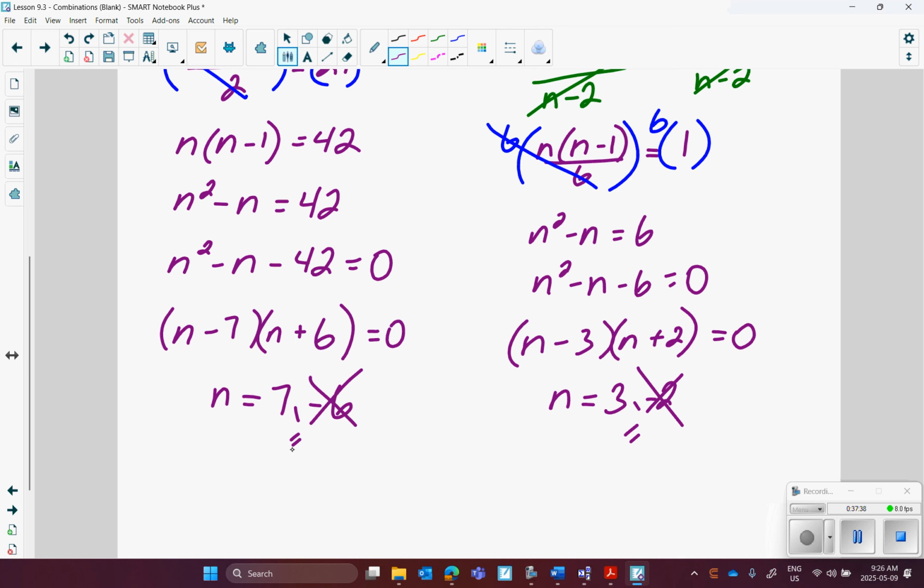So that's combinations. And the last thing we're going to do in this unit is use our knowledge of combinations to solve algebraic problems besides this, which we'll talk about on Monday. So you should try and get as much of 9.3 done as you can.